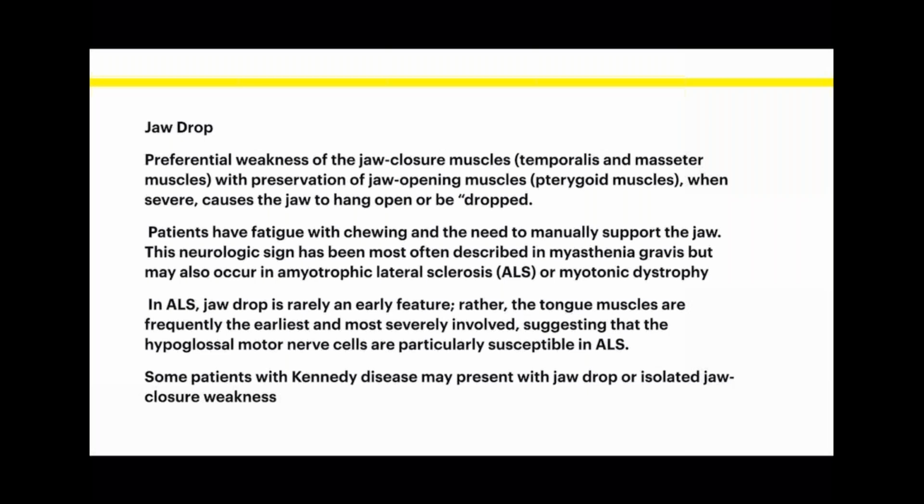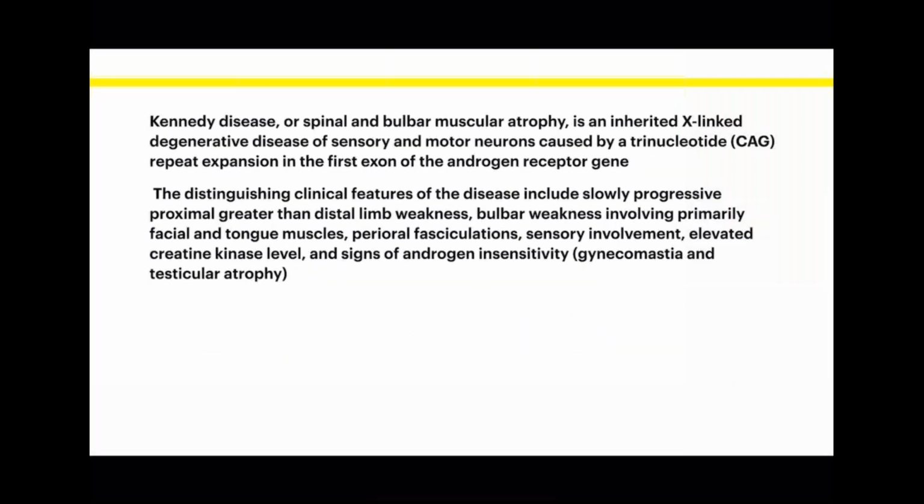In ALS, the jaw drop is rarely an early feature. Rather, the tongue muscles are frequently the earliest and most severely involved, suggesting that the hypoglossal motor nerves are particularly susceptible in ALS. And there is a disease called Kennedy disease. They can also present with jaw drop and isolated closure weakness. Kennedy disease, or spinal and bulbar muscular atrophy, is an inherited X-linked degenerative disease of the sensory and motor neurons caused by CAG repeat expansion.